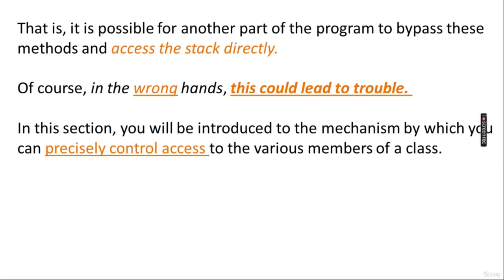Because you are not giving any access control, any third party, any other part of the program can come and access the stack and modify the data on the stack, which may be confidential. In the wrong hands, this could lead to trouble. So if your stack class is in the right hands, it is not a problem. But there is a problem when the wrong hands have this stack class and operate upon your confidential data. So in this section, you will be introduced to the mechanism by which you can precisely control access to the various members of the class.